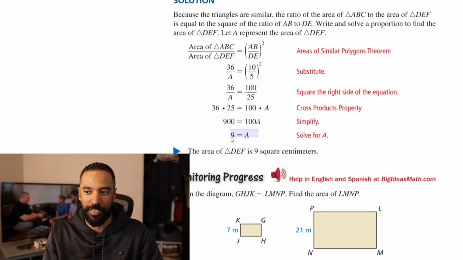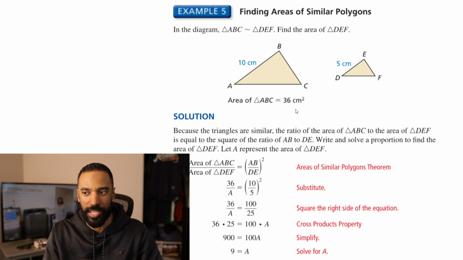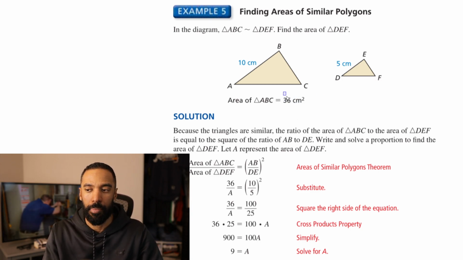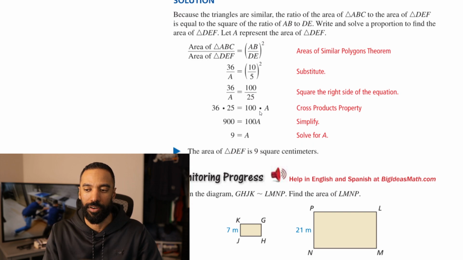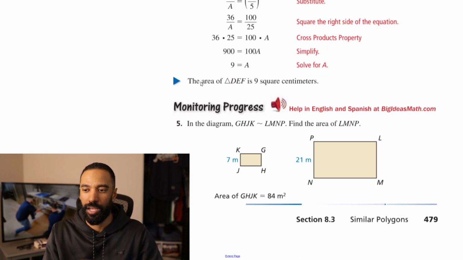But then their area of the other one is 9 square centimeters. 9 is 4 times less than 36. Not half, it's not 18, but a quarter of it. A quarter of it. And that's what we do for similarity of those ones.